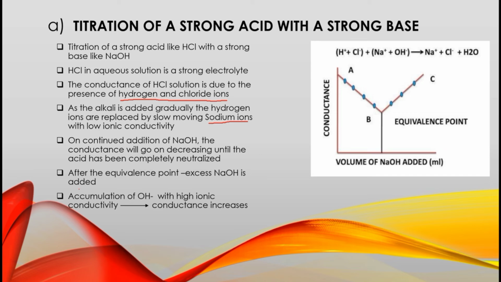After the equivalence point, excess NaOH is added. Here now there is an accumulation of OH- ions with high ionic conductivity, and therefore the conductance increases. So this is the graph which we get for the titration of a strong acid with a strong base, and this is the equation: HCl + NaOH gives Na+ Cl- + H2O, and this is called the equivalence point.